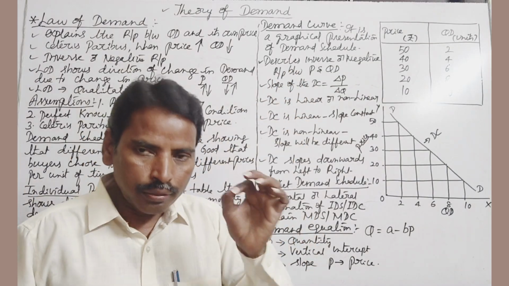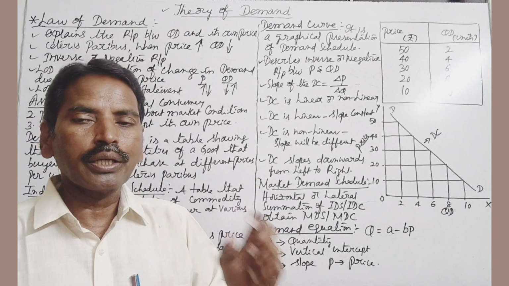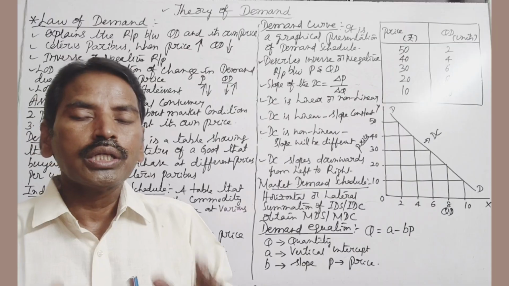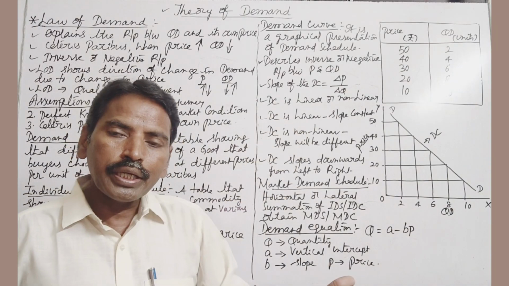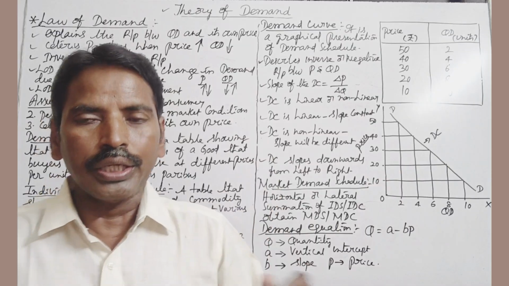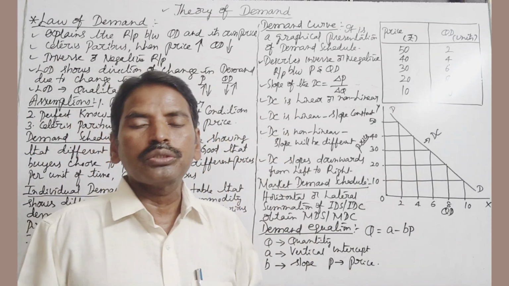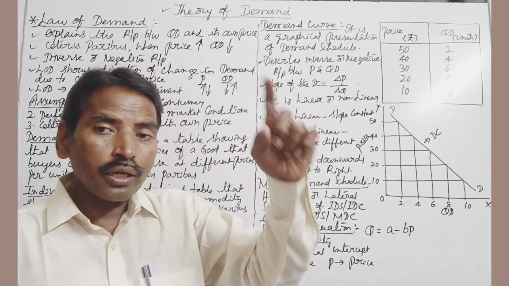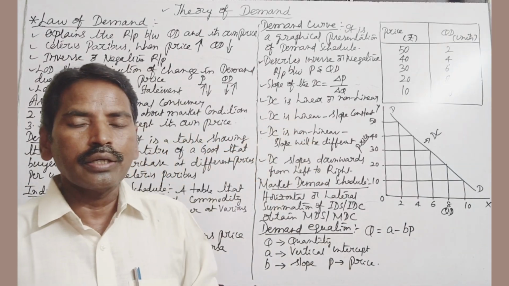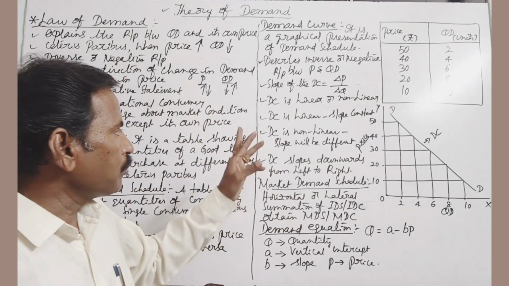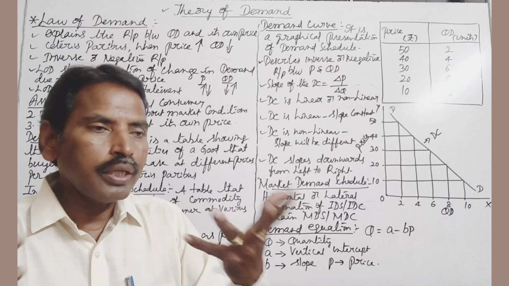Slope of the demand curve is change in price by change in the quantity, delta P by delta Q. Next, demand curve is linear or non-linear, or curvilinear. Demand curve can be a straight line, downward sloping, and can also be curvilinear. For example, if demand curve is linear, slope is constant. If demand curve is non-linear, slope will be different, slope will change.